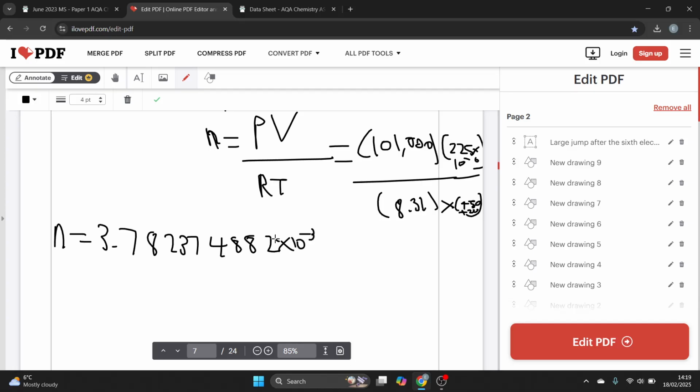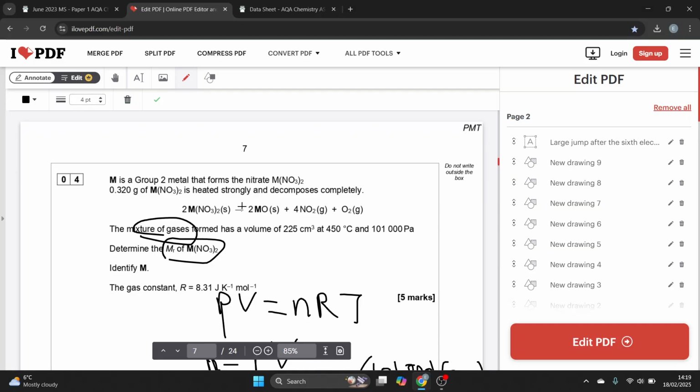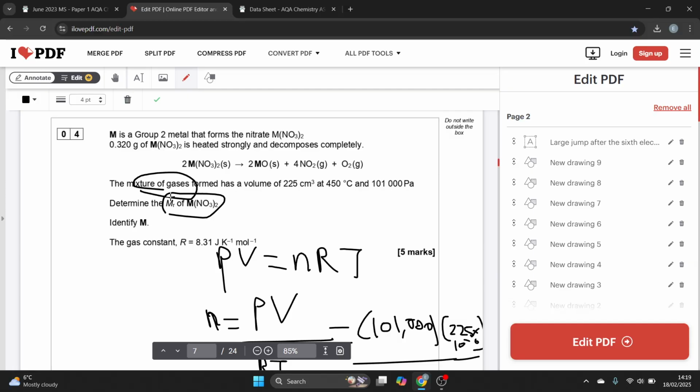And now this part is where most students go wrong, including myself. I think this was on the mock last year or something, and I got it completely wrong, because it says the mixture of gases formed. Is that a gas? That's a solid. So the number of moles of gas formed is 5. I want to find the MR of this, so it's a 2 to 5 molar ratio, not a 2 to 7 molar ratio. If you do 2 to 7, you get everything wrong.